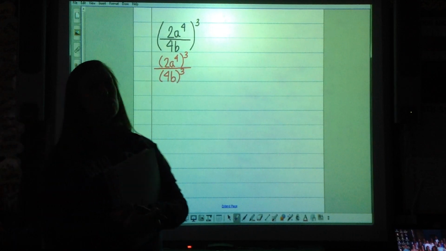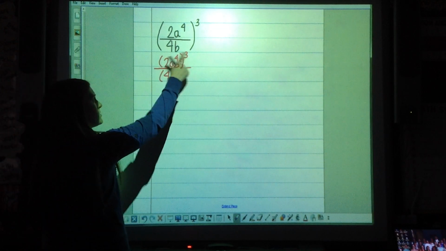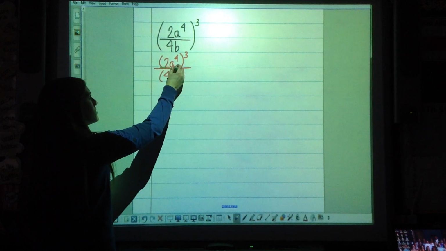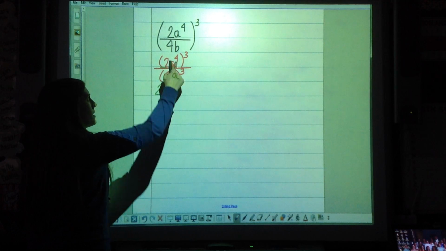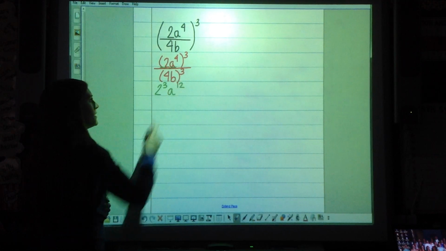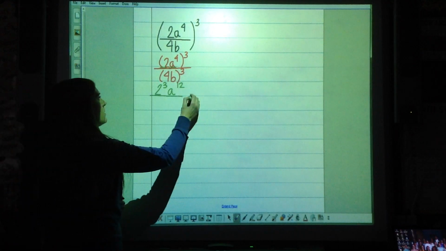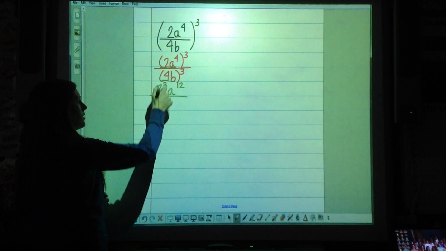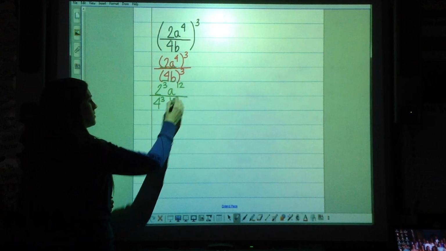Now I have to use a rule that I learned from the last lesson. It said when you have a cube on the outside, you're going to distribute it to both factors on the inside. I have 2 factors here. So here I'm going to get 2 cubed, and a power to a power we multiply, so I have a to the 12th. And again, I'm going to distribute this 3 to both these factors. I get 4 cubed and b cubed.